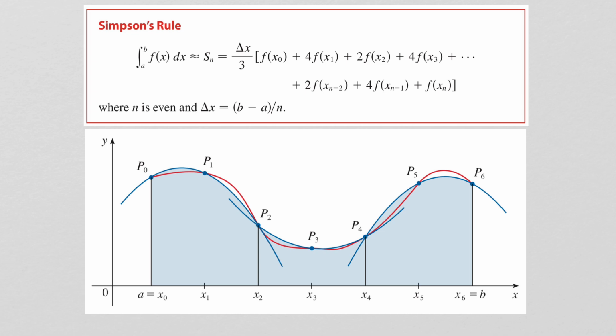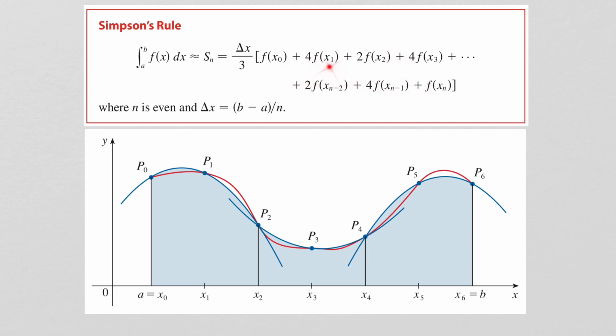All right, so you have to memorize this formula here. It's not that hard to memorize. What you need to do is think of the pattern. So it's delta x divided by 3 times f of x naught plus 4 times f of the next value plus 2 times f of the next value, and then 4 times f of the next value. So the pattern is it goes 1, 4, 2, 4, 2, 4, and then 1 at the end.